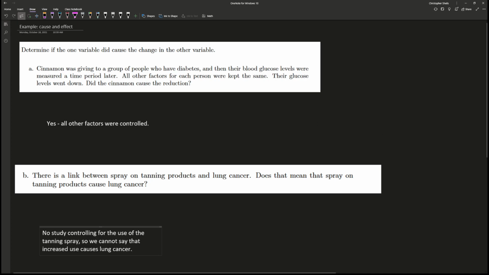Also, I'm not sure if this cinnamon thing is true. I don't recommend just experimenting on yourself if you're diabetic. Please don't.